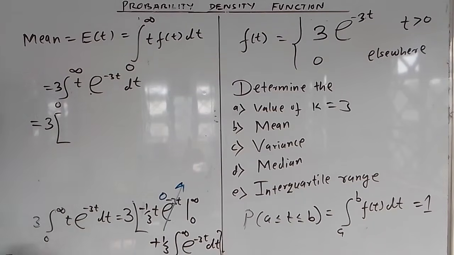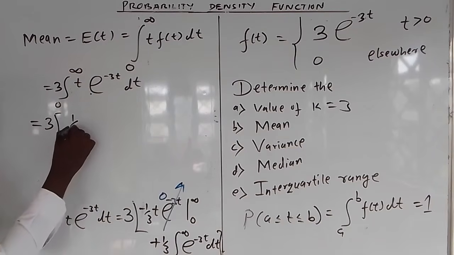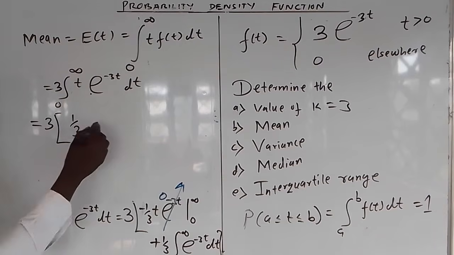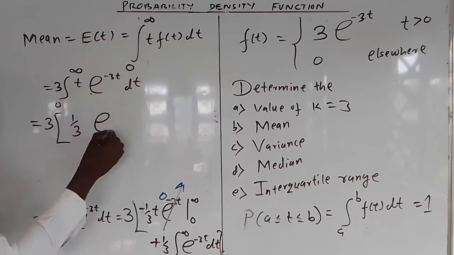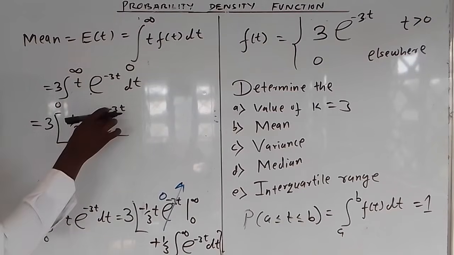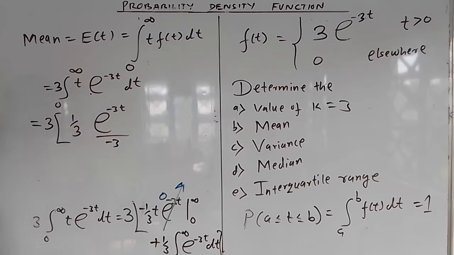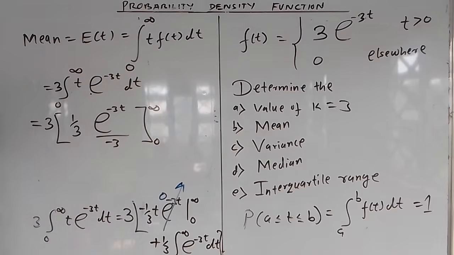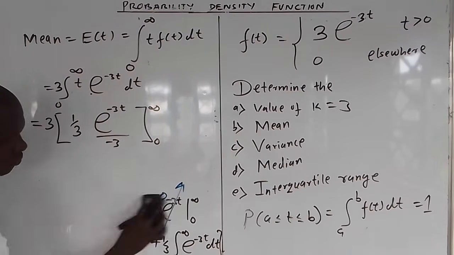You go to the second part here. The second part here, we have plus 1 over 3, isn't it? If you integrate this, what do you get? If you integrate exponentials, it remains the way it is. Exponential negative 3t, then you divide by the derivative of the inner function, which is negative 3. Then you put the limits, from 0 to infinity.